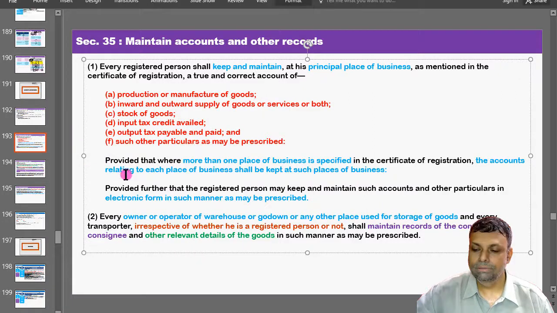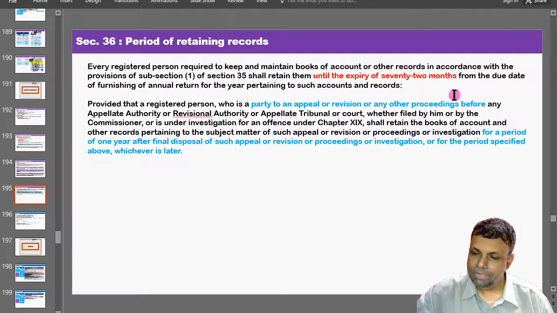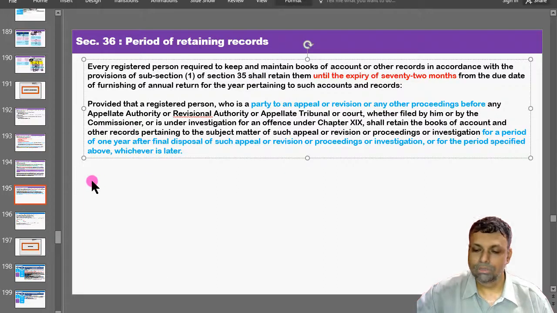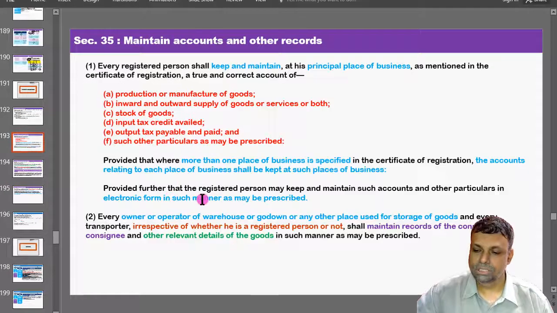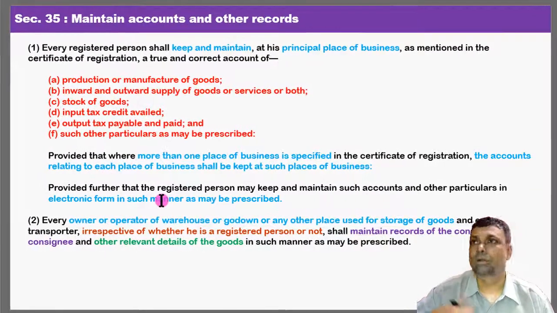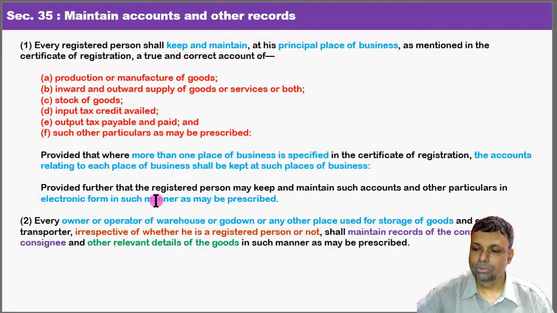How long you will have to maintain these records is already provided in this provision as 72 months. This is a logical upper period for which you will have to maintain all these records under the GST provisions. Further, where are you supposed to maintain these records? They are to be maintained at your registered place, which is a very natural thing. These records can also be in electronic form, and they have to be kept at the place where you are registered, in such form as may be required.